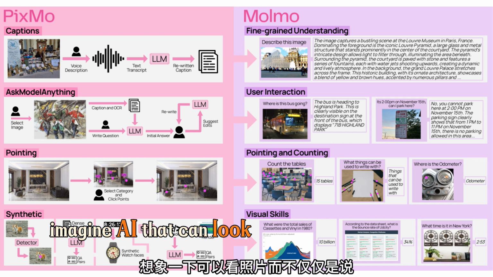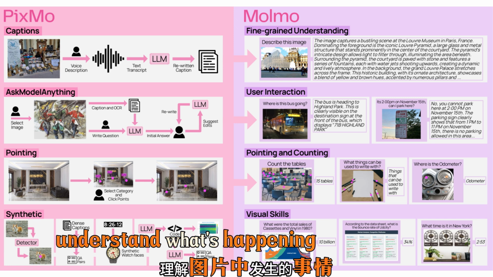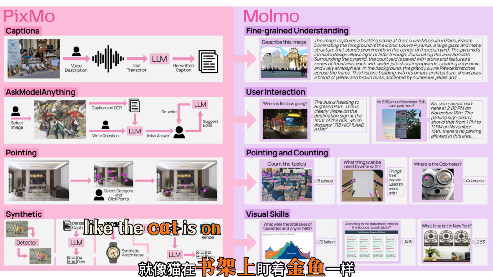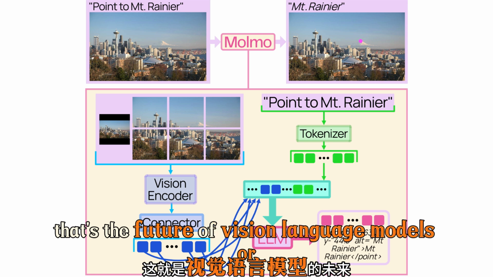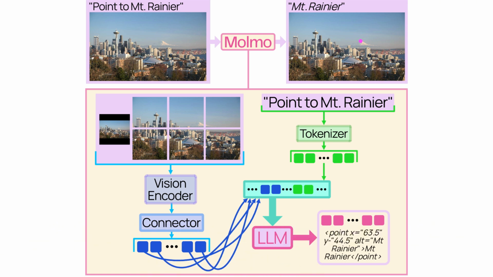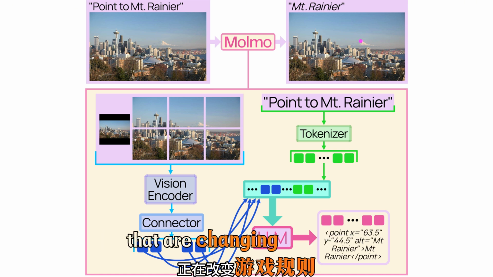Imagine AI that can look at a photo and not just say, oh, there's a cat, but actually understand what's happening in the picture. Like, the cat is on a bookshelf, eyeing a goldfish. That's the future of vision language models, or VLMs as they're called. And on today's deep dive, we're looking at the open source VLMs that are changing the game.